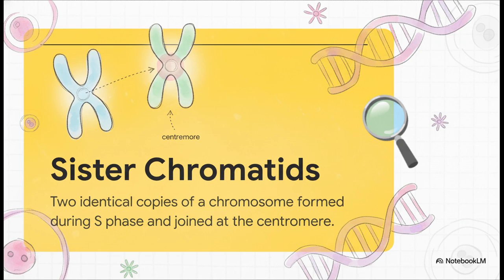These identical twins are fused together at this spot called the centromere, and that's what gives them that classic X shape you always see in diagrams. Seriously, understanding this difference is the key to everything that's about to happen.